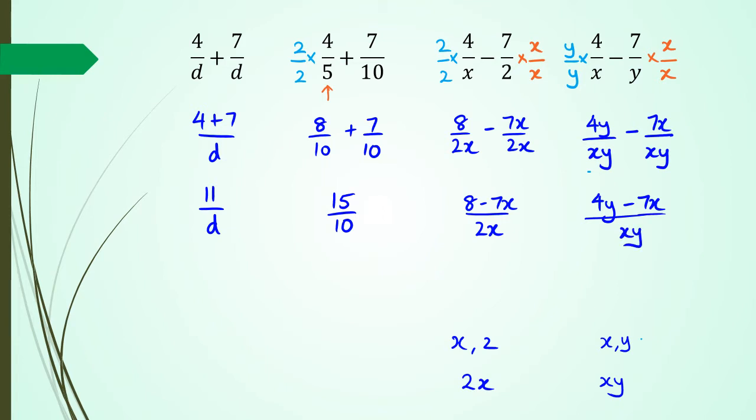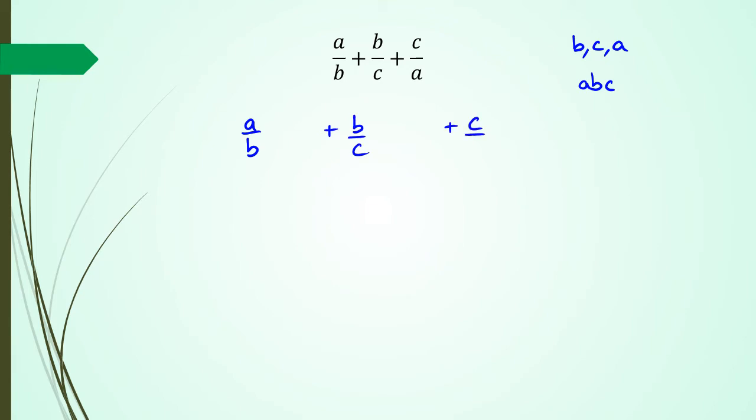Okay, let's have a look at a few more examples. What happens when you have something like this? a over b plus b over c plus c over a. So we've got three unknowns here: a, b and c. What we do know is that the least common multiple between these three will be abc, because all three things are multiplied together. So I'm going to write a over b plus b over c plus c over a like this.